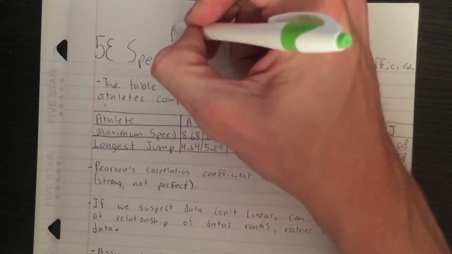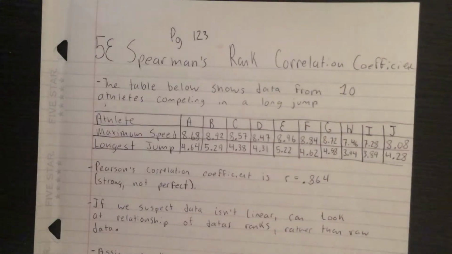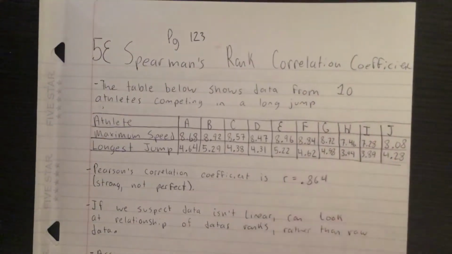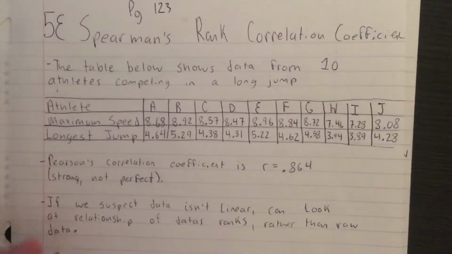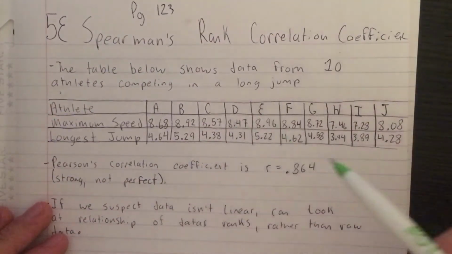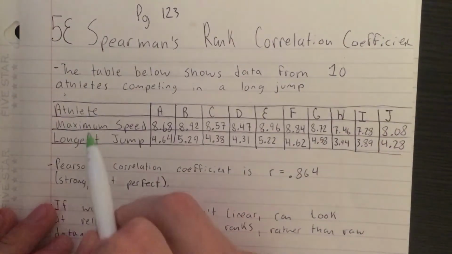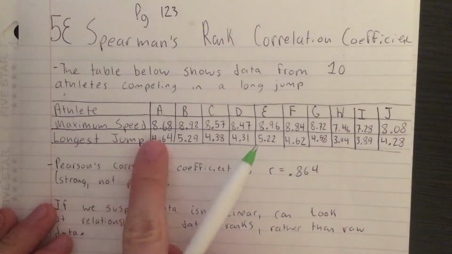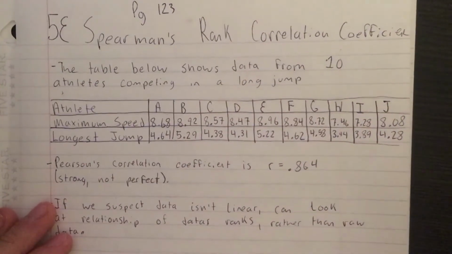If you wanted to follow along and look at where I'm getting these tables from, you can look there. What we're going to do first is look at this table that has 10 different athletes that we're labeling A to J. Each of these athletes is performing a long jump. What we have recorded here is their maximum speed that they ran doing this jump, and then the actual length of these jumps.